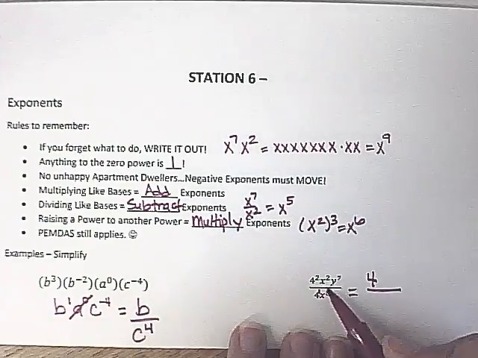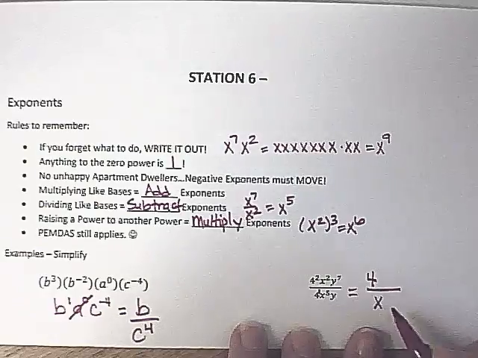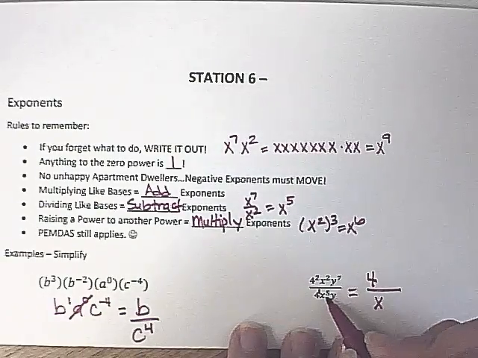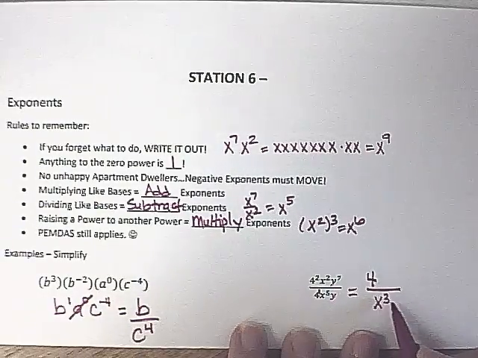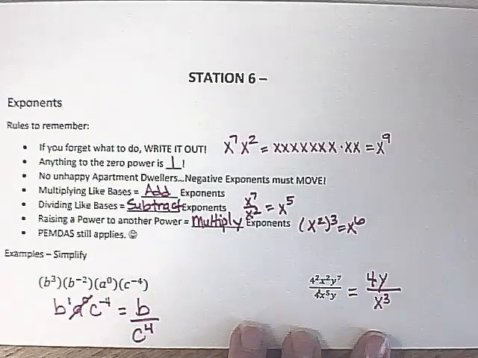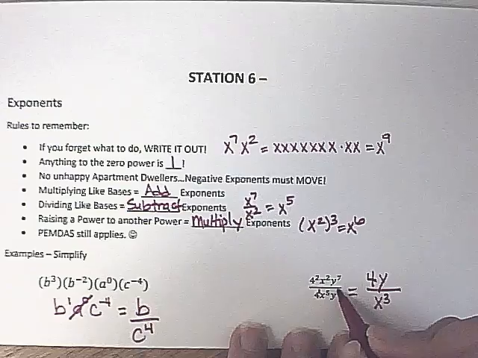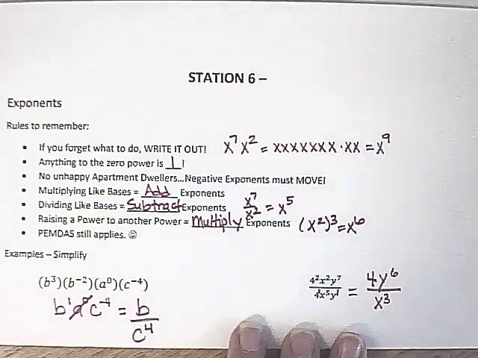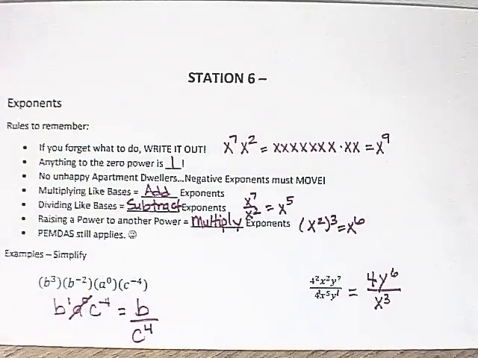Now I'm looking at the x's and there are more on the bottom, so I'm going to leave the x on the bottom. And 5 minus 2 is 3. Last, I see y. There are more on the top, so that's where I'm going to leave it. And 7 minus 1 is 6. And now I'm done. I've simplified as much as possible. I have 3 different bases, and that's all I can do there.